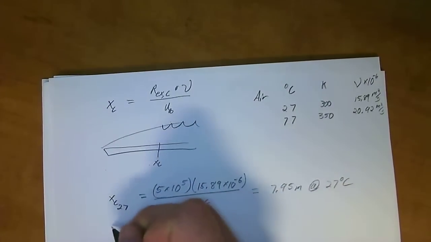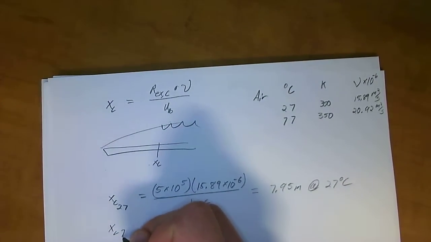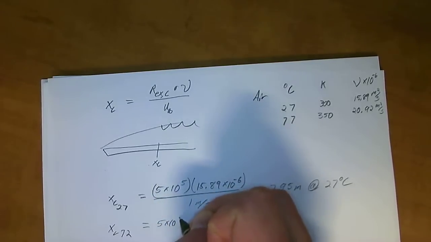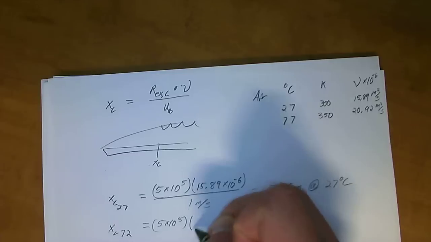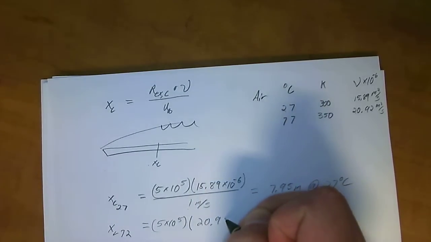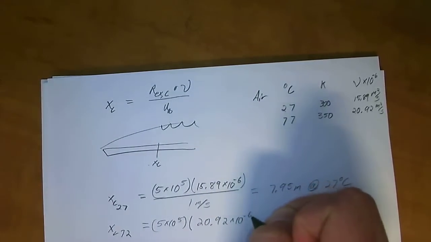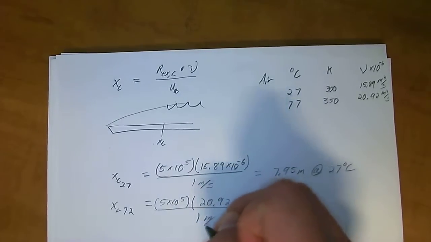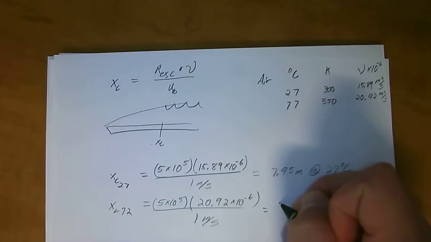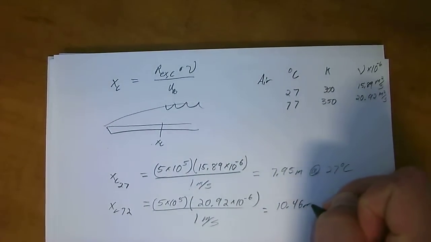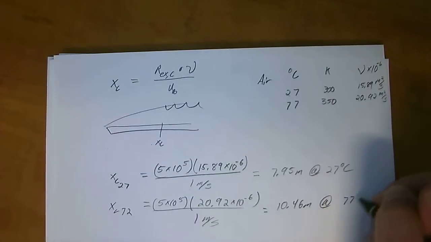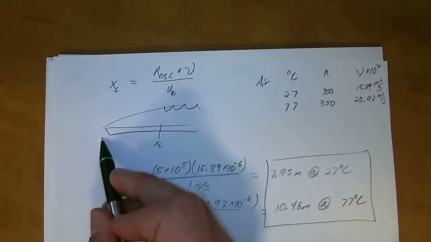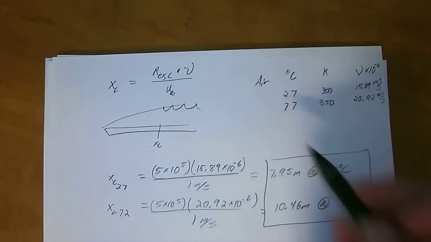So pretty easy there. And then x_c at 77 degrees, we've got 5 times 10 to the fifth times 20.92 times 10 to the negative 6, this value up here, all over 1 meter per second, which is equal to 10.46 meters at 77 degrees C. So that's our answer. This is the distance from the tip where transition occurs in the boundary layer of the flow.